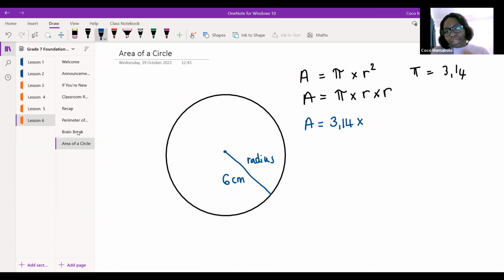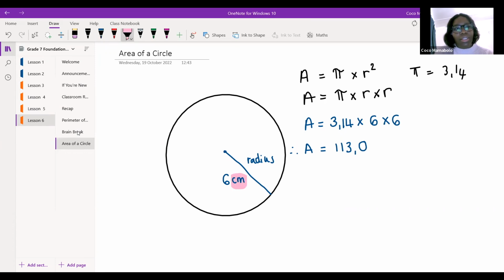Times 6 squared. 6 squared or 6 times 6, right? Yes, ma'am. Excellent. And then punch it into your calculator. Tell me, what do you get for an answer? And before Nokwezi kills us both, therefore, area is equal to? 113,04. It gives me 113,04, or we can say 113,0. But what is my units, my sweetie?